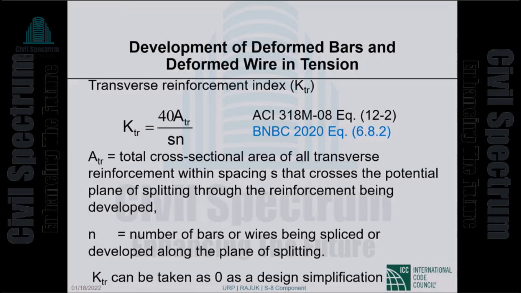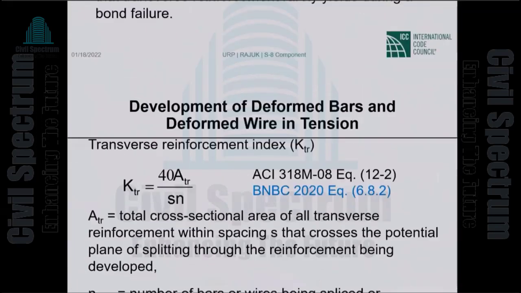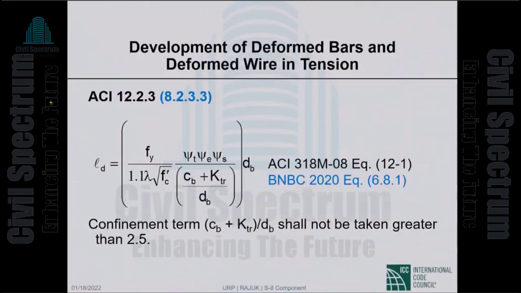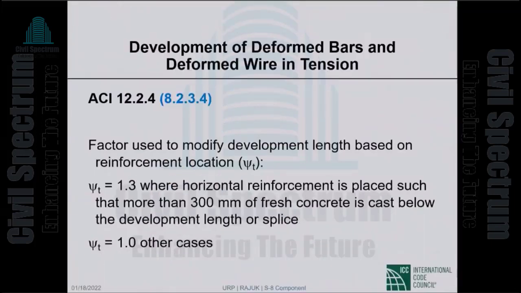We will post a revised slide set where C sub B will be indicated. Anyway, so C sub B is explained. I'm trying to get into the various things in this expression. Okay, C sub B, K sub TR, D sub B is just the bar diameter. So the factors psi sub T, psi sub S, and psi sub E.